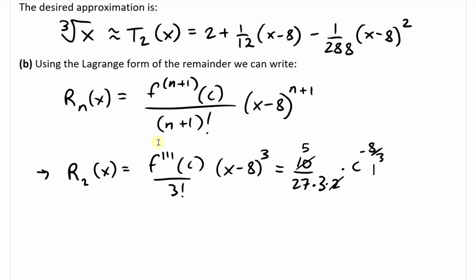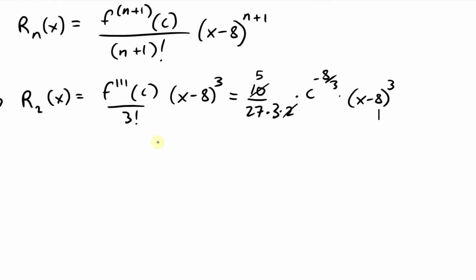So c to the power of negative 8 over 3, and then times x minus 8 to the power of 3, like that. Alright, so now continuing further, let's simplify it all. It's going to be 5 over 27 times 3, and 27 is just 3 times 9. So when we have 3 times 9 there, and this is times by 3, this is going to be 9 times 9, which is just 81. So this equals 5 over 81.